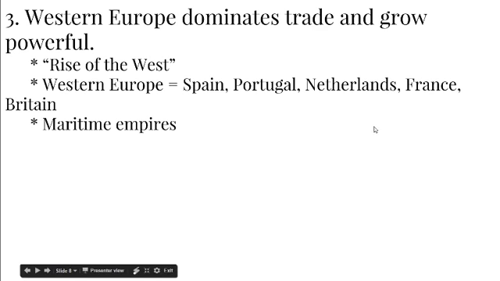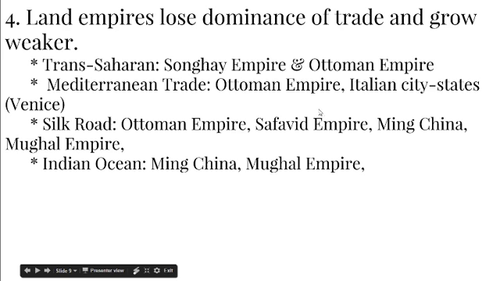So as Europe starts to dominate trade around the world, we see that this is the time of the rise of the West. That means that maritime empires like the Spanish and the Portuguese and the Dutch and the French and the British are going to have these huge empires with colonies spanning the globe and all this wealth coming in because they are slowly dominating trade. At the same time this is happening, we see that the older, more traditional land empires are going to start to decline, especially by the 1750s, towards the end of this time period.